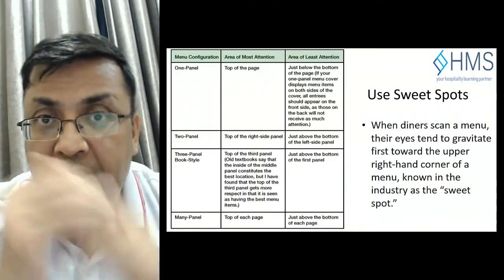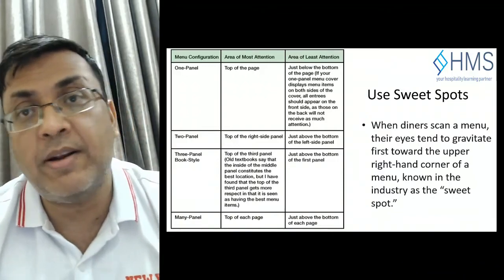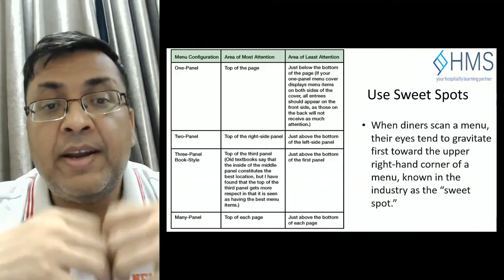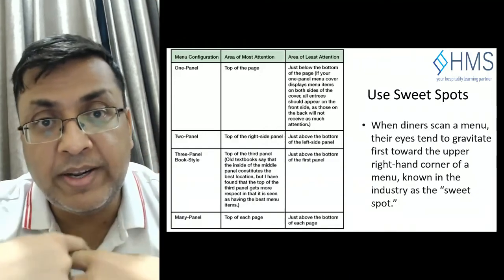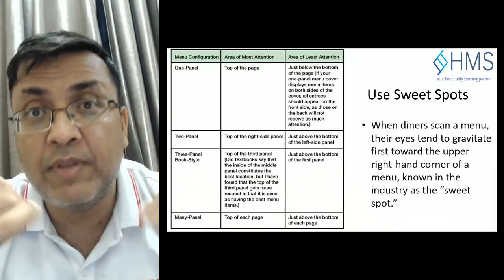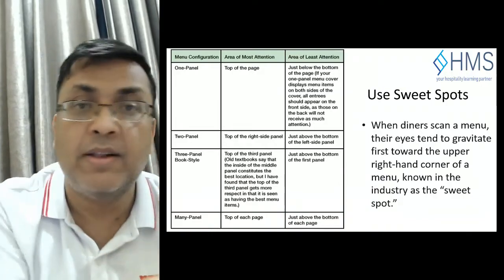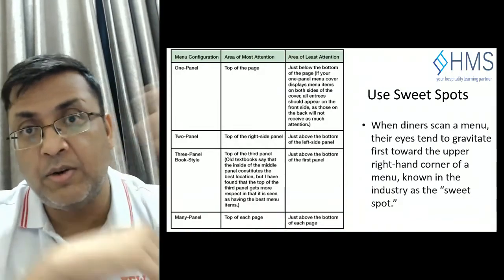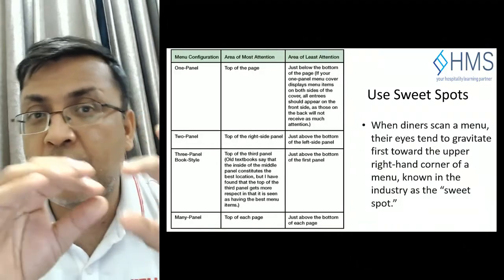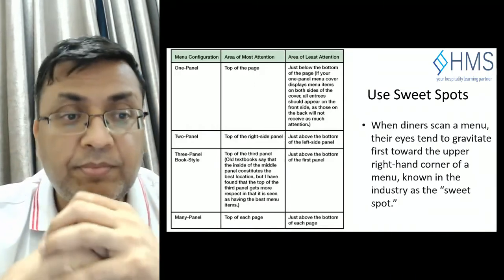If it's a two panel menu, the most attention goes to the right side panel and the top. The least attention is given to the items just above the bottom of the left side panel. People don't look at the left side panel and the lower side. So that is the sweet spot. You may want to stuff your plow horses or dogs there.